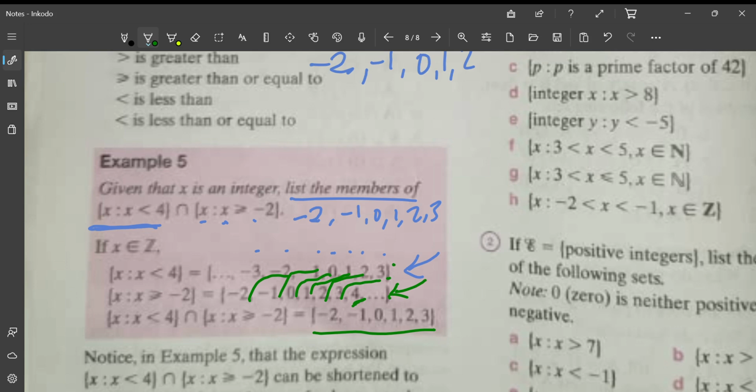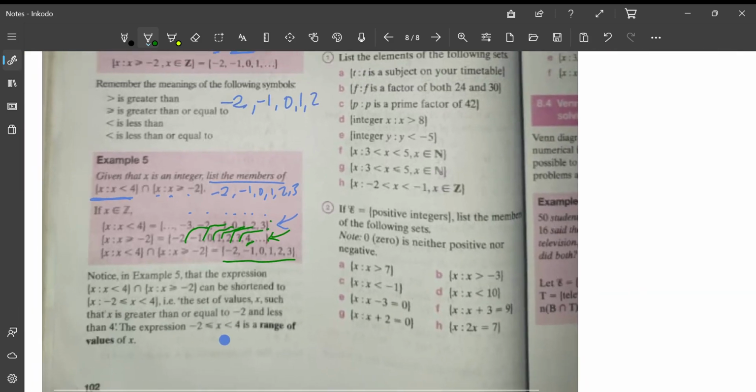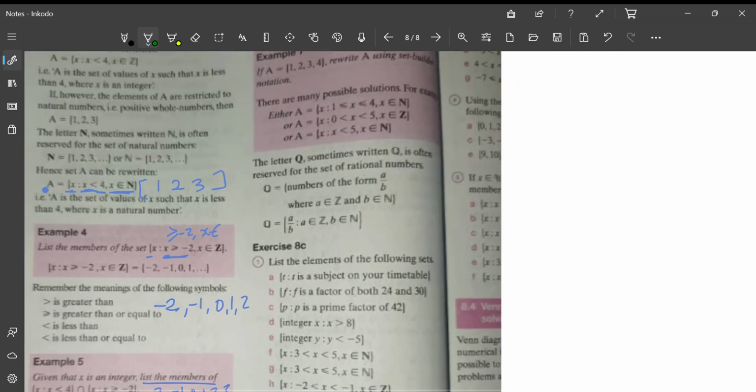Once you are able to populate the sets, you're able to bring out the sets and write it out. Intersection is so easy. Just look at what they have in common, what appears in both sets, write it out, and that's your final answer. So that's basically what set builder notation teaches us.